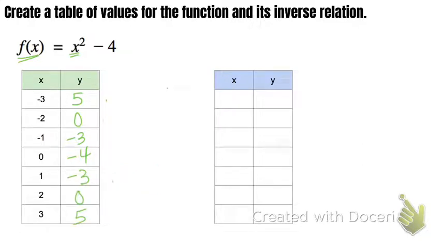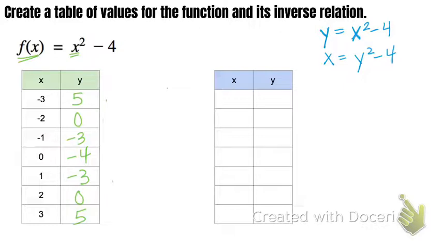Now let's find the inverse of this function. I'm just going to write it as y equals x squared minus 4. Our first step is to switch the x and the y. So wherever there's a y, I'm going to put an x. Wherever there's an x, I'm going to put a y.